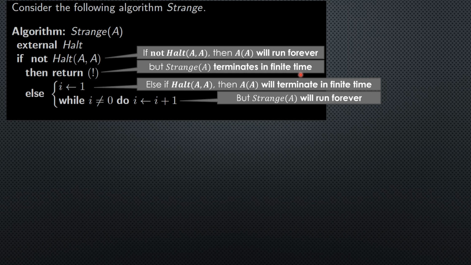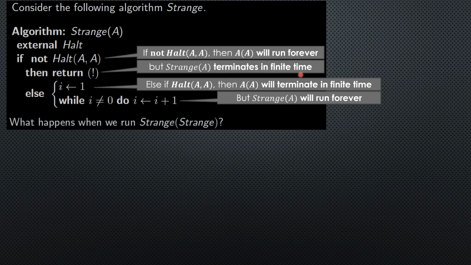What a weird algorithm. So here's an even weirder question. You might think this is a lot of things to remember at this point. We're thinking about a of a and strange of a, and now we're going to run strange, providing the code for strange as its argument. Now I have to think about a of a, halt a of a, strange of a, strange of strange. There's so many things to think about.